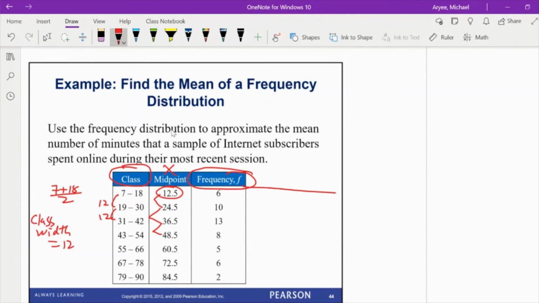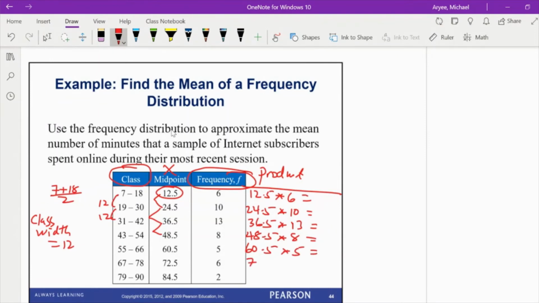Now, once you know this, you're going to do just the same concept. We're going to create a column for the product. So we're going to do 12.5 times 6, then you write the answer. Then 24.5 times 10, write the answer. 36.5 times 13, write the answer. 48.5 times 8. 60.5 times 5. 72.5 times 6. And then 84.5 times 2. Write it out.